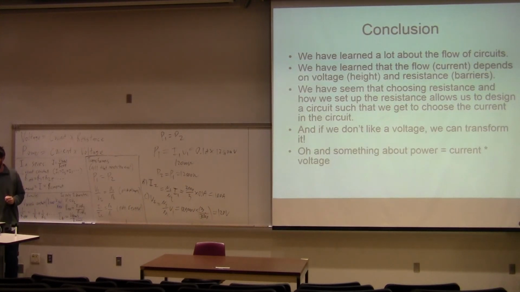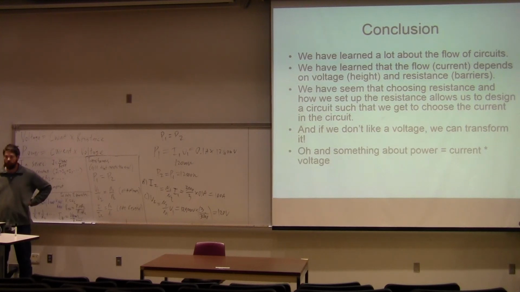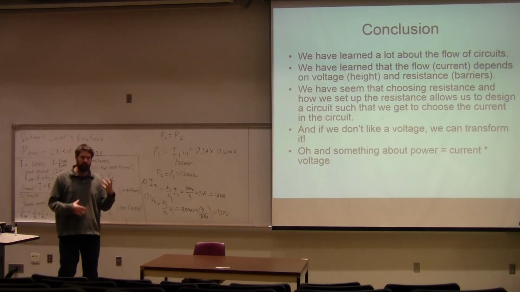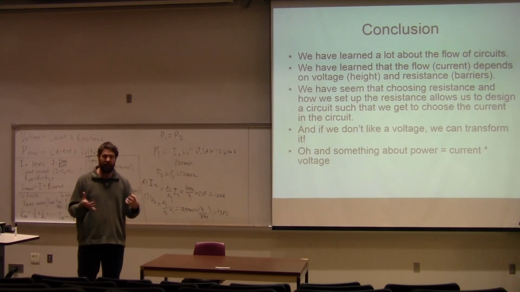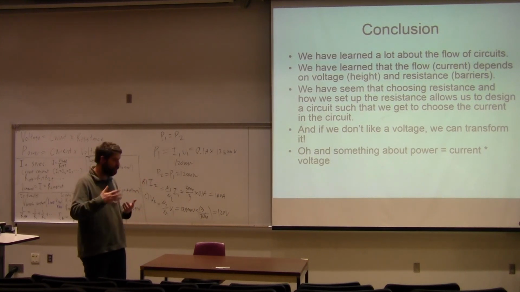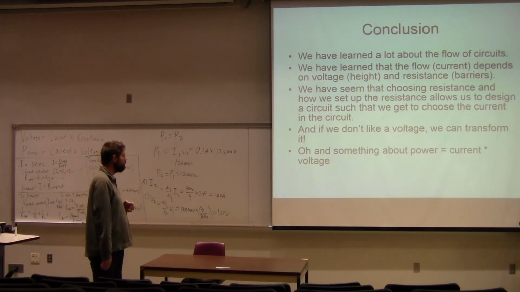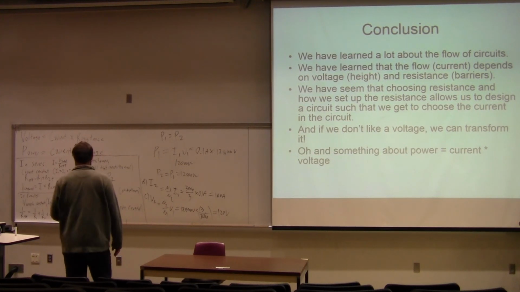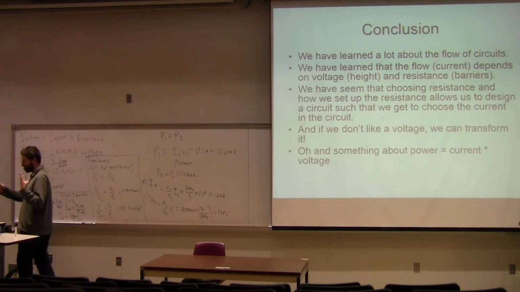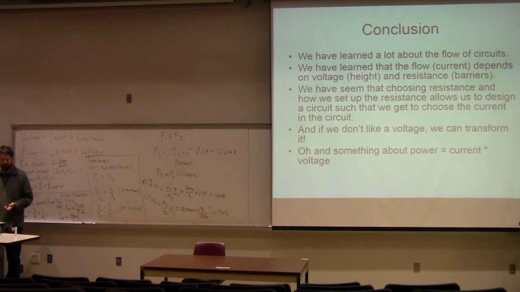All right, to wrap up, we've learned about the flow of current in circuits, both series and parallel. We learned how to calculate voltage and current in both series and parallel circuits, as well as the resistance. We've learned that choosing series or parallel allows us to fine-tune our current to different parts of the circuit. And if we don't like a voltage, we can always transform it. We learned something about power equals current times voltage, and voltage equals current times resistance somewhere in part 1.